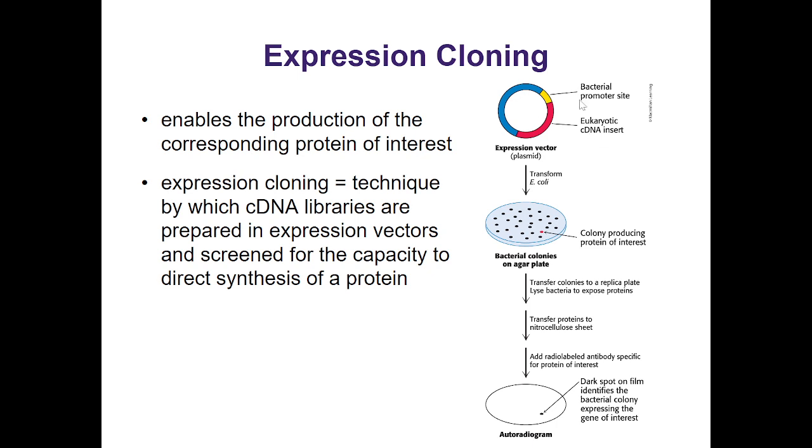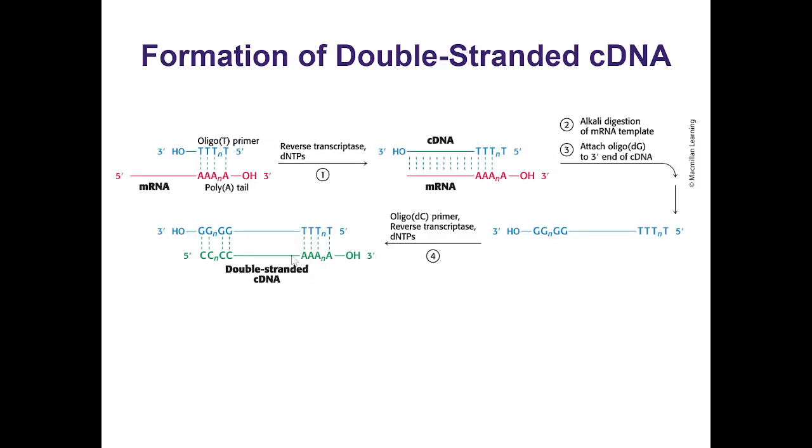Right here we have the bacterial promoter site. Right here is going to be the eukaryotic cDNA insert. Remember, we just made that right here. That's the cDNA insert. It's the expression of a gene as could be read by a bacteria, right? From the mRNA of a eukaryote. Okay? It only is going to include what's?